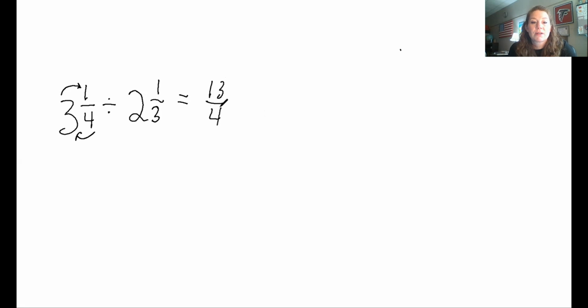All right, let's look at another one. Let's do 3 1/4 divided by 2 1/3. We've got to change our mixed numbers into improper fractions. So we're going to go around the world. We're going to multiply 4 times 3 and add 1. 4 times 3 is 12, plus 1 is 13 over 4.